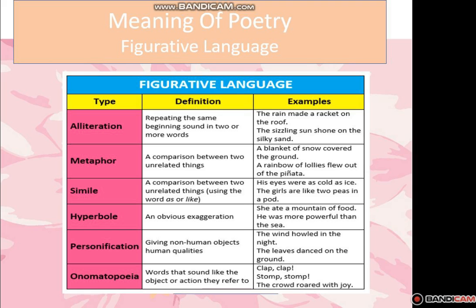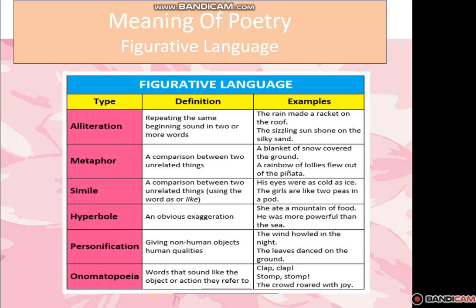Yes, okay. Next, let's see simile. Simile is the same as metaphor, but in simile there is a specification. Simile uses the words as or like. So simile is also a comparison between two unrelated things, but it uses the words as or like. For example, his eyes were as cold as ice. The girls are like two peas in a pot. It means this man's eyes are so sharp and scary with the way he looks at someone. The way he looks is maybe really dangerous.